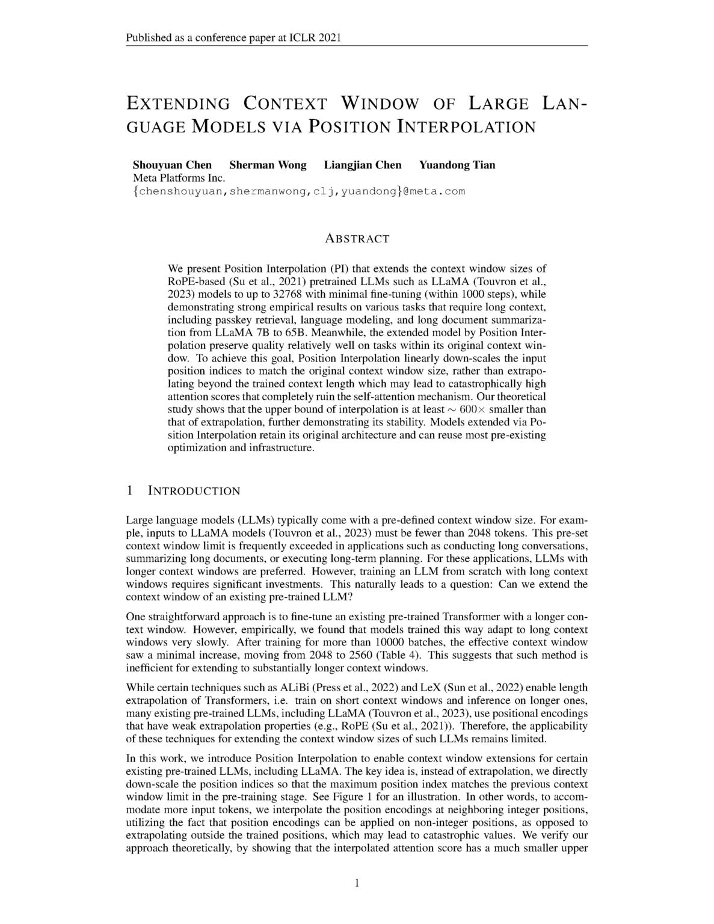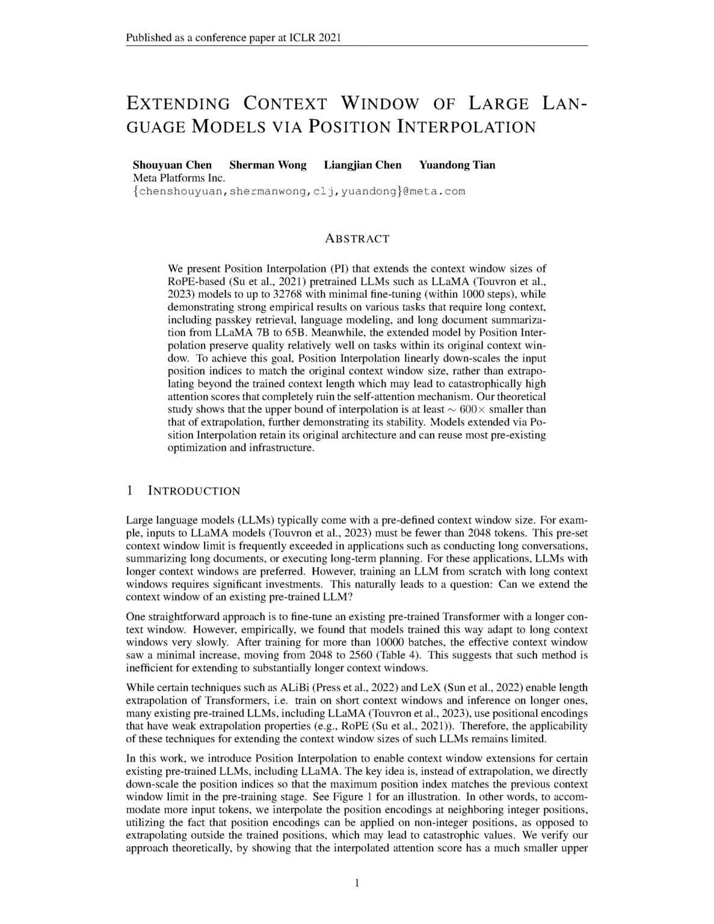One method is to further train an already trained transformer model with a larger context window. However, our experience shows that this approach is rather slow in adapting to a larger context window. Even after more than 10,000 batches of training, the model's context window only expanded from 2048 to 2,560 tokens, which indicates this is not an efficient method for significant expansion.